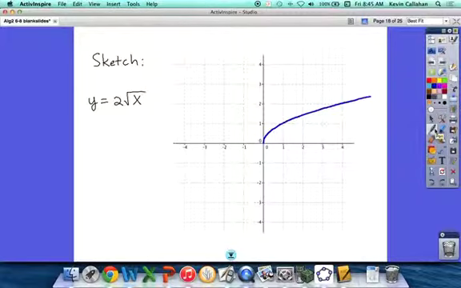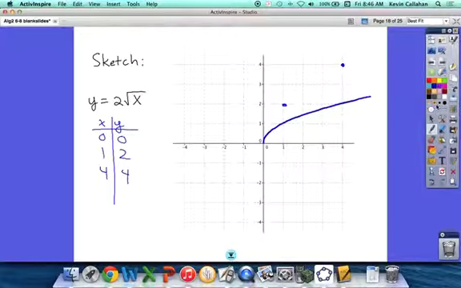I mean, it's literally, if I made a table of values, right? X, Y. If I put in x equals 0, I still get 0. If I put in x equals 1, now the value of the function is not 1, it's 2 times 1, it's 2, right? If I put in, let's say, 4, the square root of 4 is 2, and times 2 makes 4. So actually, if you come over here, x is 1, y is 2, x is 4, y is 4. It's actually making the graph go up faster. It's called a stretch.